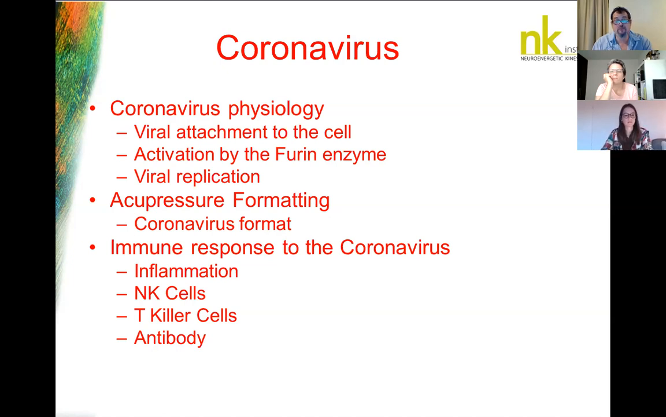We'll be looking at some acupressure formatting. I'll be talking a little bit about that for those of you who are not familiar with it, and an acupressure format from almost, I don't know, 15, 16 years ago in the NK body of work for coronavirus.